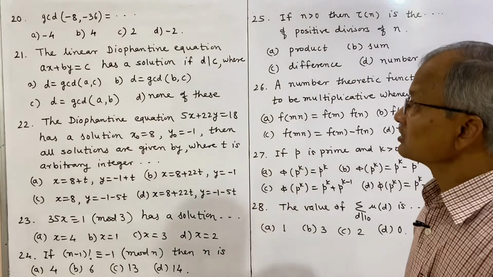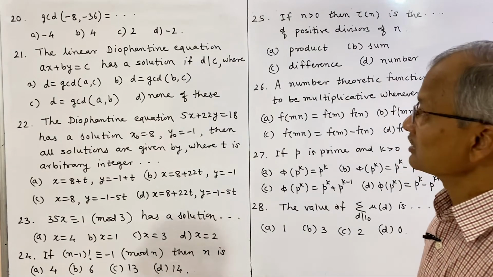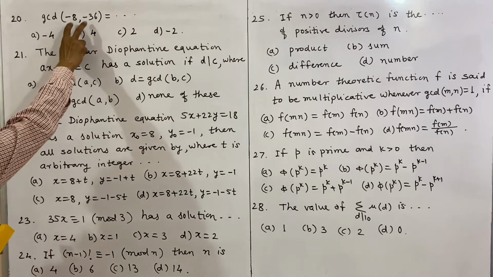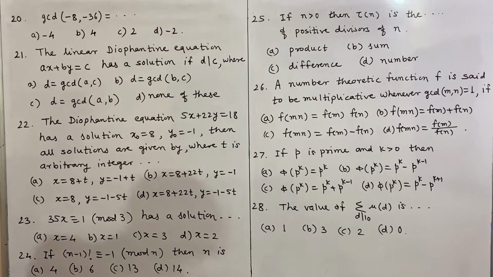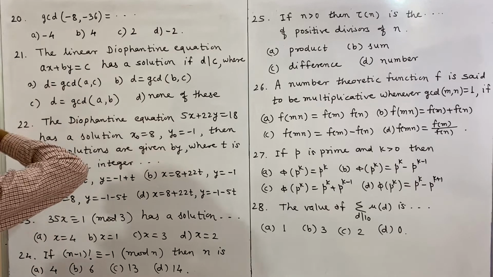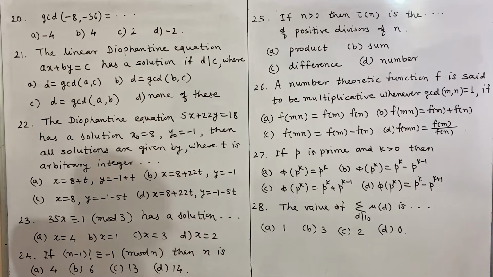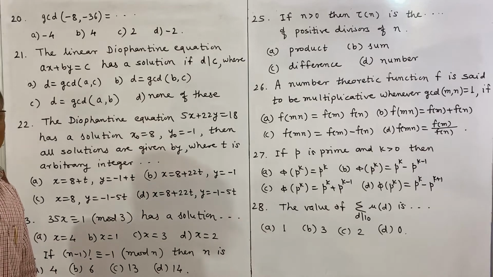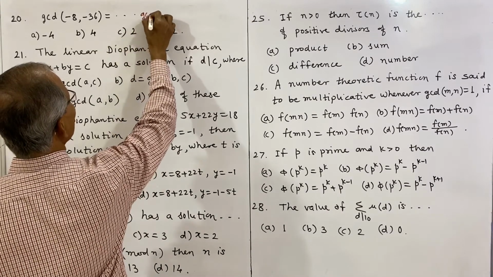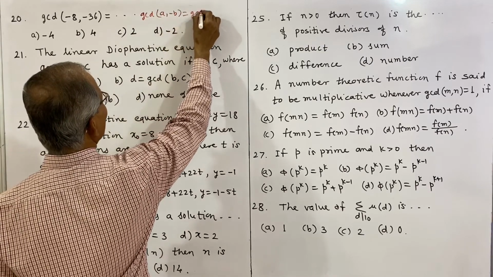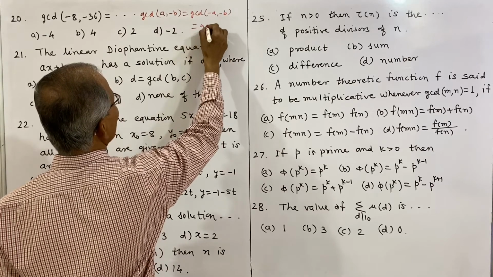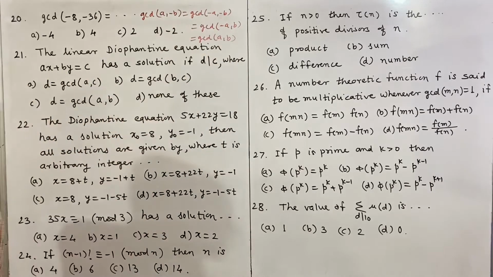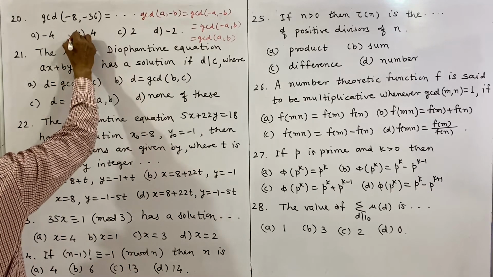The 20th question is, GCD of -8 and -36 is which number? See, GCD of positive or negative numbers, whatever they may be, is always positive, because it is the greatest common divisor. It's a simple question, and we know the GCD of 8 and 36 is 4, and therefore the GCD of minus 8 and minus 36 is also 4. GCD of minus 8 and plus 36 will be the same. GCD of A and minus B, GCD of minus A and minus B, or GCD of minus A and B is the same as GCD of A and B. All are equal, and therefore the GCD of minus 8 and minus 36 is 4 only.